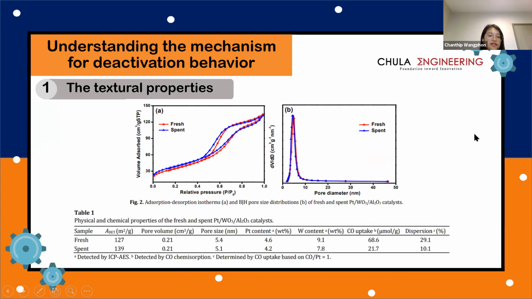And this slide shows the textural properties of fresh and spent catalyst, and the results are shown in figure 2 and table 1. From the results, we can see that the surface area, the pore volume, and the pore size distribution remain unchanged after a long time on steam. So from the results, we can confirm that the deactivation was not caused by the textural change of the support, corresponding to good hydrothermal stability.